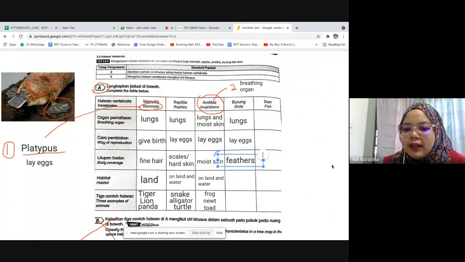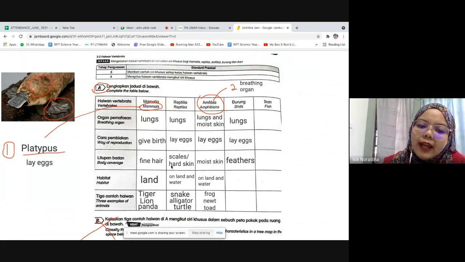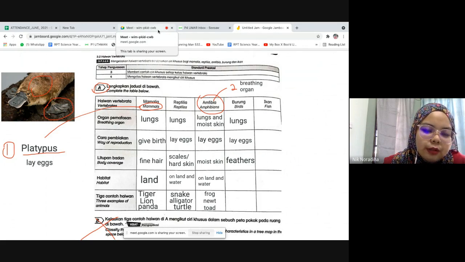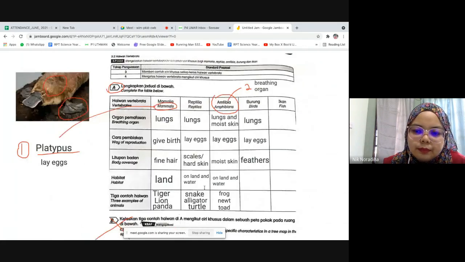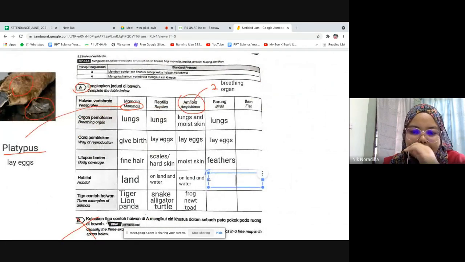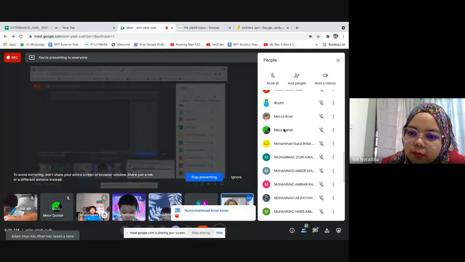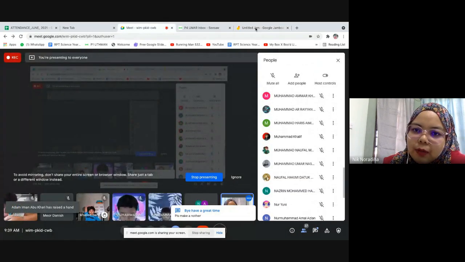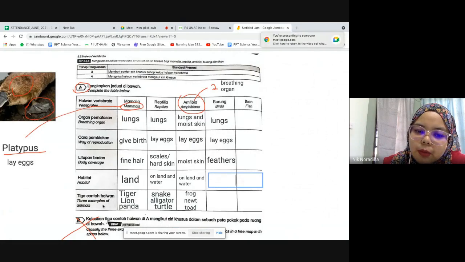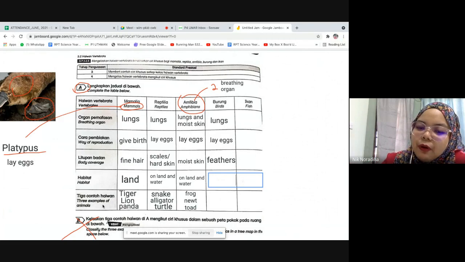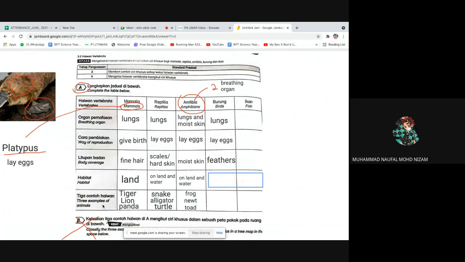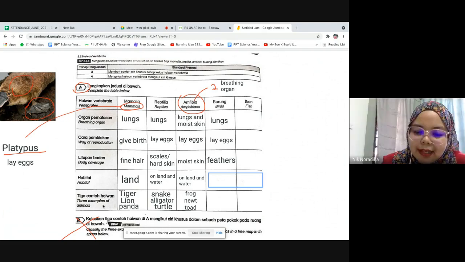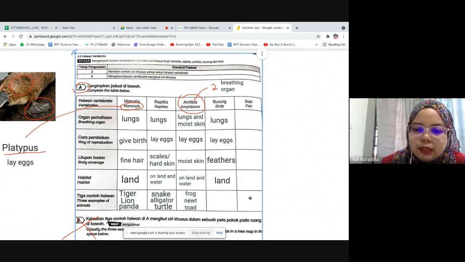Okay. So for chicken, for birds, stork, okay. All right. So habitat. Where do the birds live? Akil Naufal, just now teacher already called you. Are you there, Akil Naufal? Muhammad Naufal? What is it for bird, Naufal? Land, correct. Okay. The habitat of birds is mostly on the land.